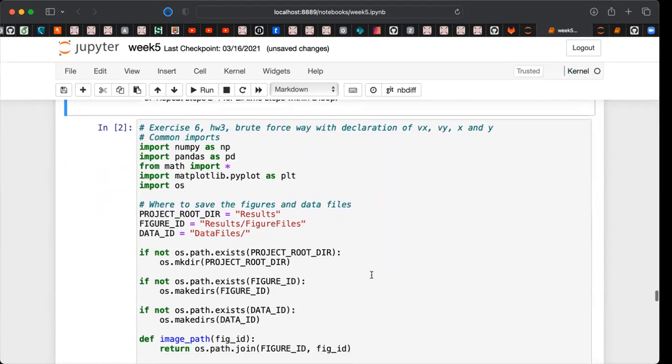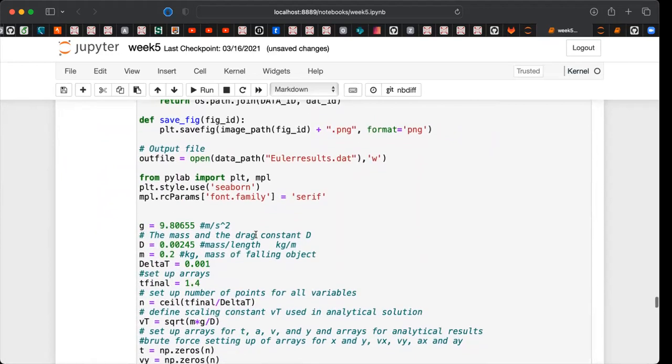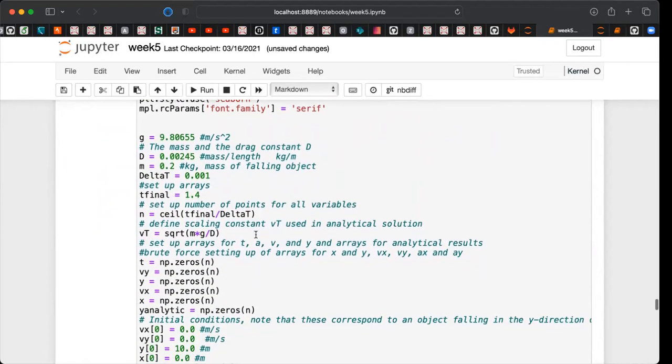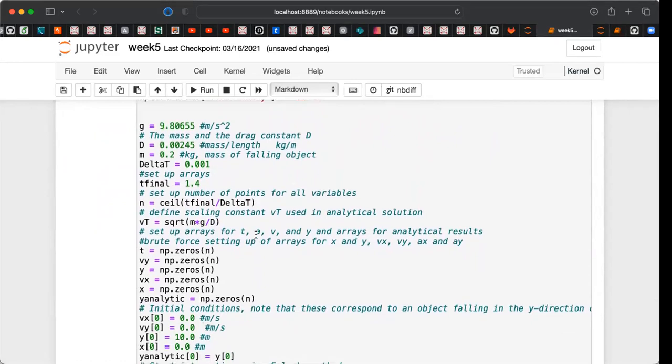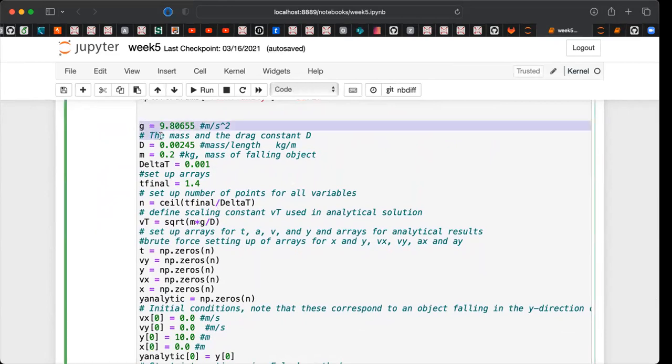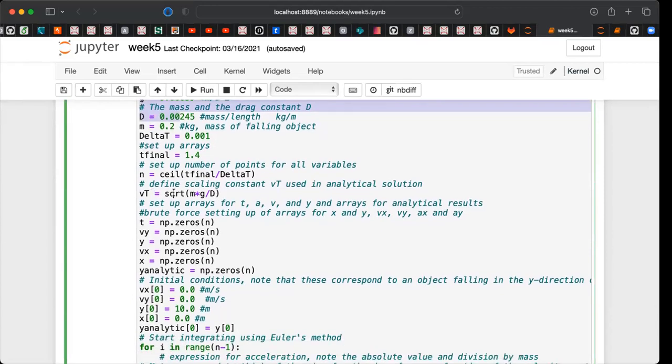So the first example which you see here, besides these initializations where I save figures, is actually an example of using a brute force division of the x and the y components. So I define these different parameters, g, and this parameter which is related to the drag force. There's an air resistance, the mass of the object. I define a delta t, I have a final time, and then I set this n as this ceiling where I take the t final divided by delta t. I define this constant vt as in the exercise.